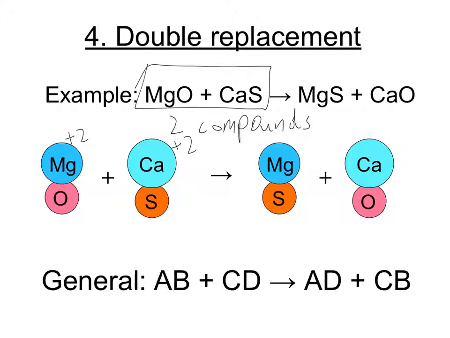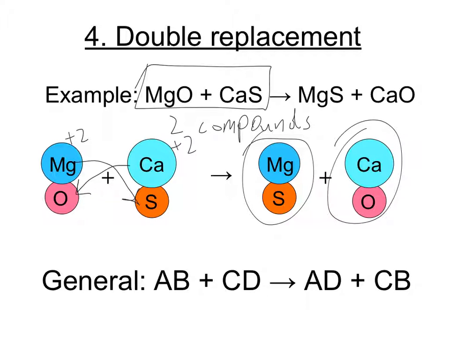So they're not going to go together. Okay, they're both positively charged. So when this reaction happens, calcium is going to go with oxygen, and magnesium is going to go with sulfur, and you see that over here on the right side of the equation. Notice how calcium and oxygen are together, and magnesium and sulfur are together.